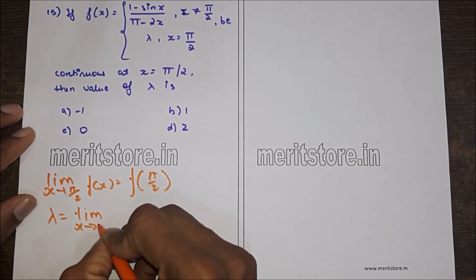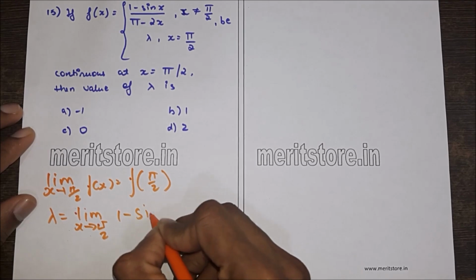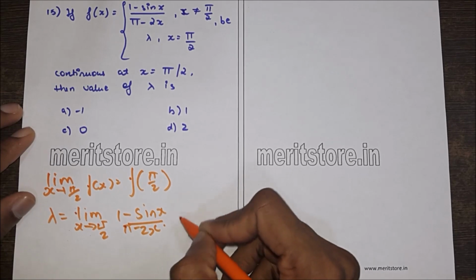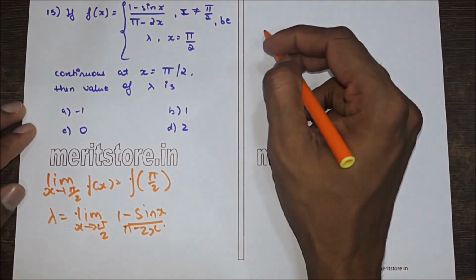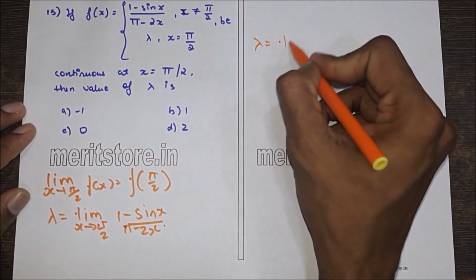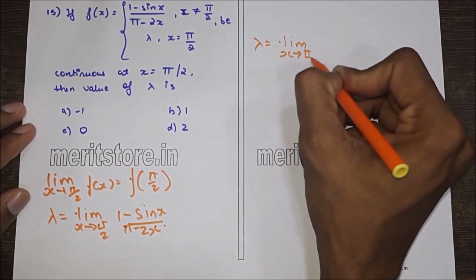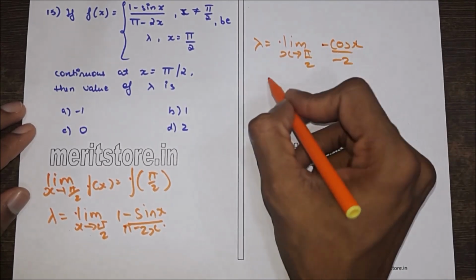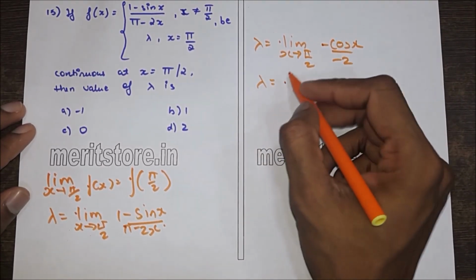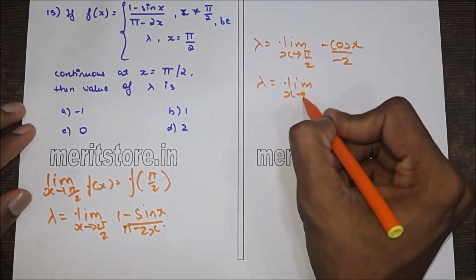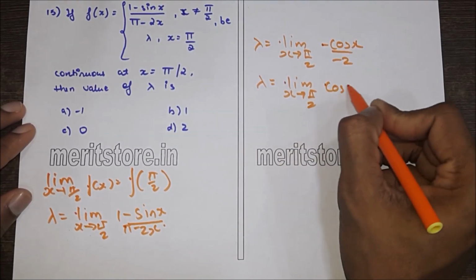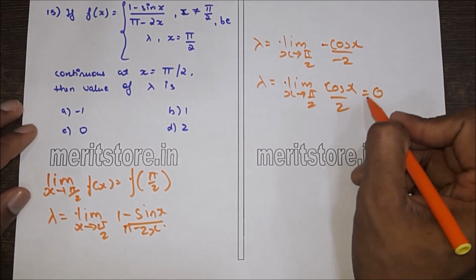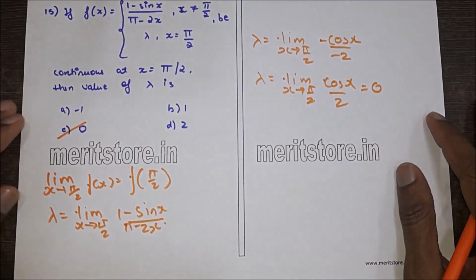x approaches to pi by 2 of 1 minus sin x upon pi minus 2x, which is of 0 upon 0 form. So we apply L'Hospital's rule, we get lambda equal to limit x approaches to pi by 2 of minus cos x upon minus 2, which gives lambda equal to limit x approaches to pi by 2 of cos x by 2 equal to 0. If we see, our answer matches with option C. Therefore option C is the correct answer.